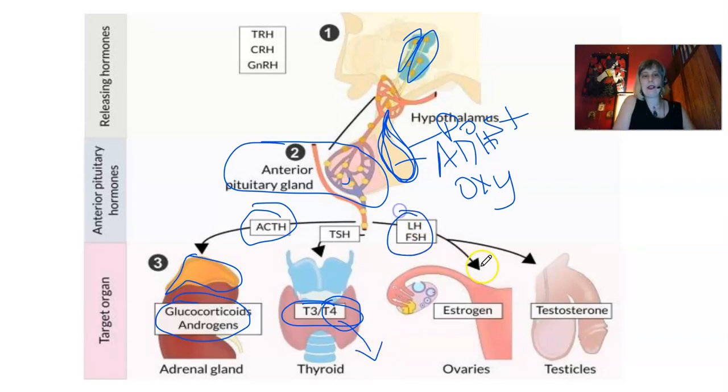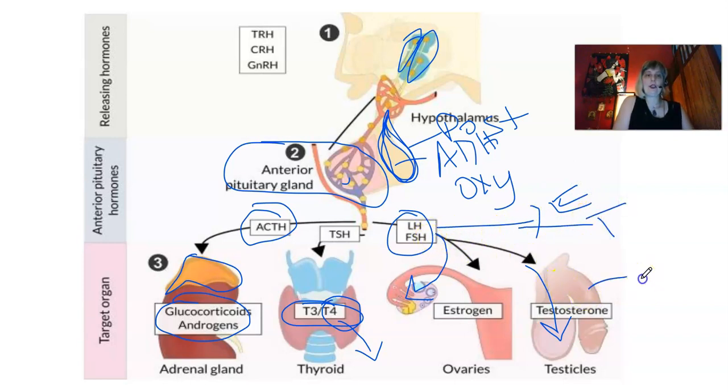And then here you see FSH and LH influencing the testes and the ovaries. So LH is going to increase estrogen in the female and testosterone in the male. FSH will increase sperm production in the male, and FSH is going to increase ovulation, the egg in the female. And that's pretty much everything you need to know about the endocrine system and the relationship between the hypothalamus and the pituitary gland, anterior and posterior.